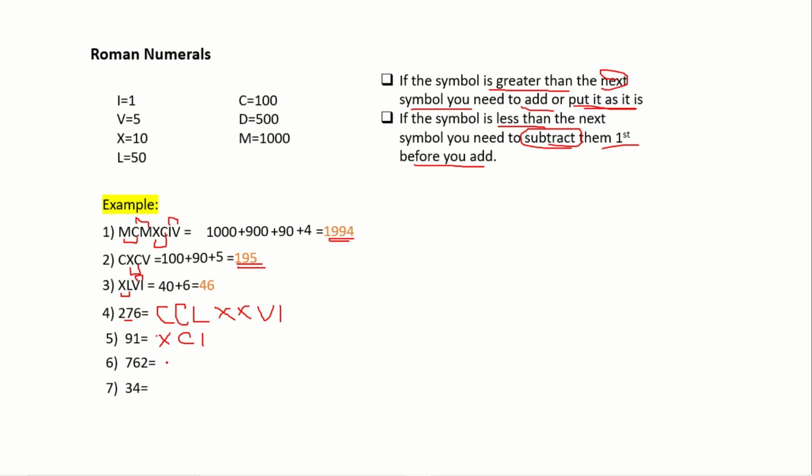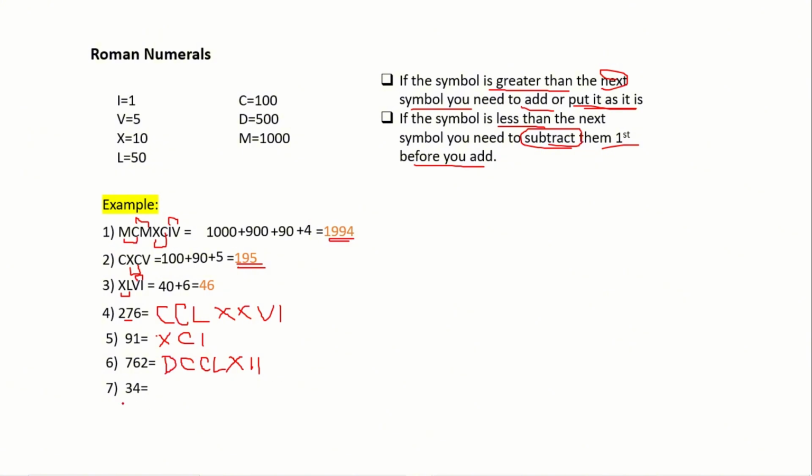We need to put, of course, D for 500. We can put again C: 500, 600, 700. What about 60? How can we put 60? L for 50, another X. It becomes 60. Then 2, so II. We have already gotten 762.